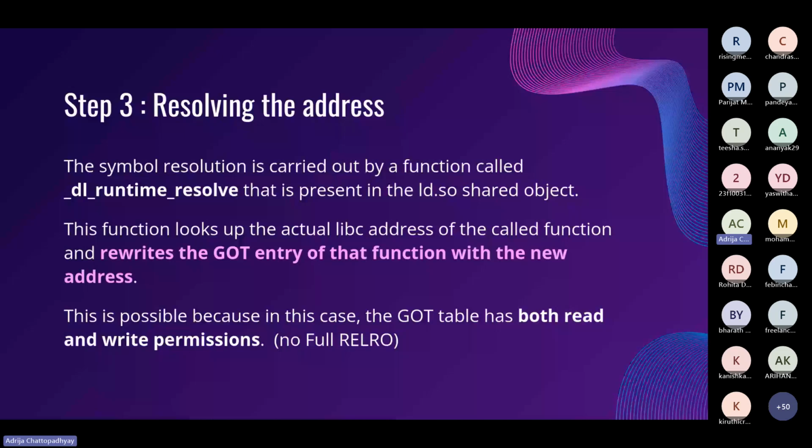The function looks up the actual libc address of the called function and rewrites the GOT entry of that function with the new address. This is possible because in this case, the GOT table has both read and write permissions. Because it has to resolve the address and then write that address back into the got.plt section, that's why the got.plt section has to be writable. That's another very important thing. This has write permissions.